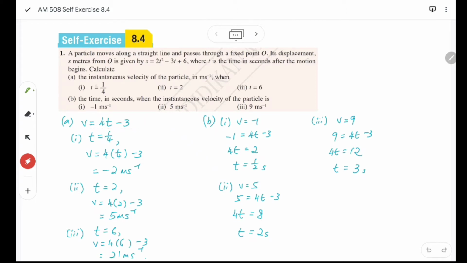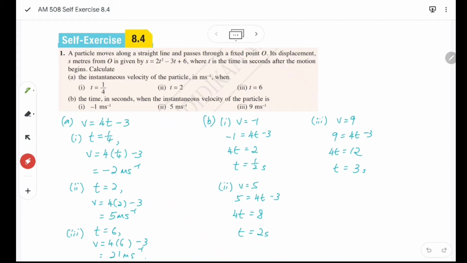Then we need to find, when t equals 1/4, what is the instantaneous velocity? So sub the 1/4 into the t. So we have v equals 4 times 1/4 minus 3, which is 1 minus 3, and we get v equals negative 2 meter per second.